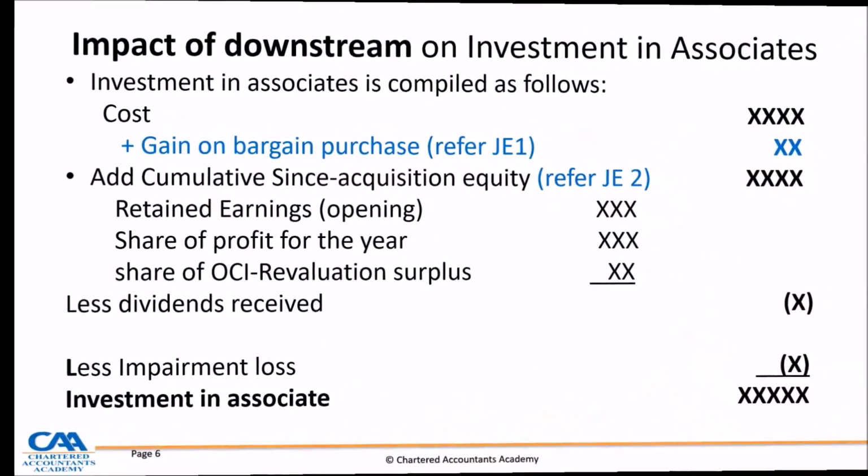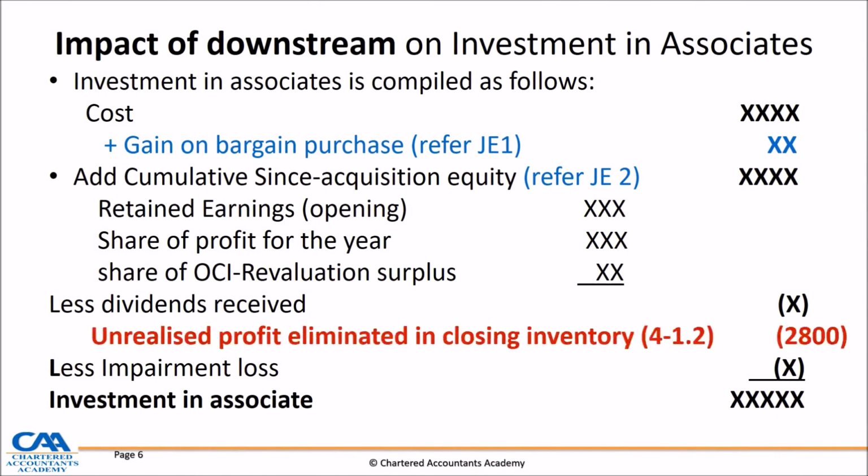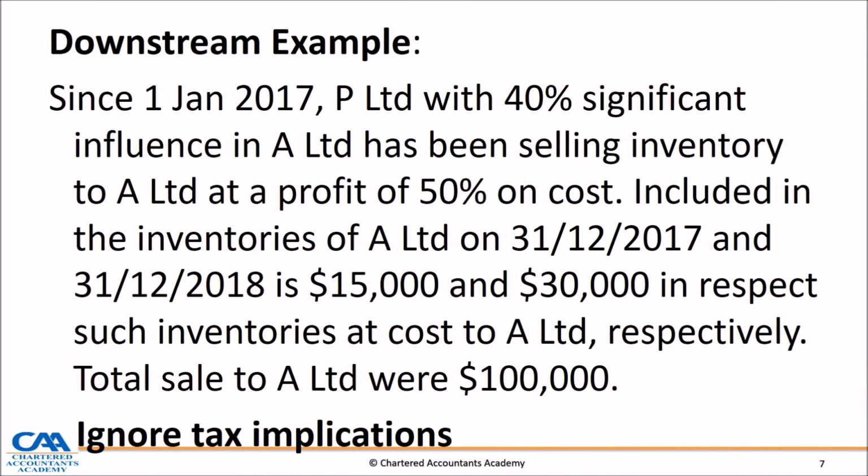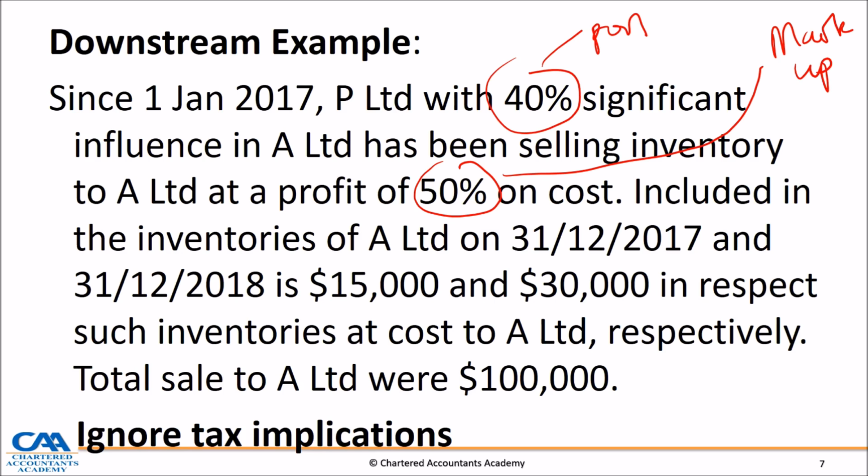Now, let's try and put this in an example to illustrate. So let's say on 1 January 2017, P Limited, with 40% significant influence in A Limited, has been selling inventory to A Limited at a profit of 50% on cost. So that means 50% here is our markup. And we have got 40%. So this is the portion which belongs to us.